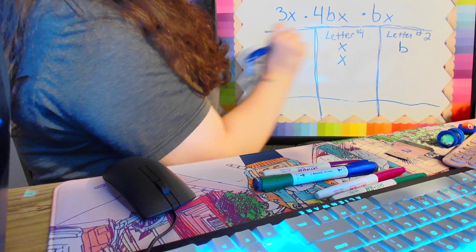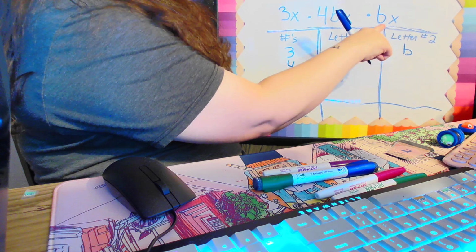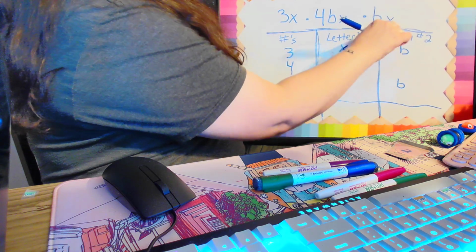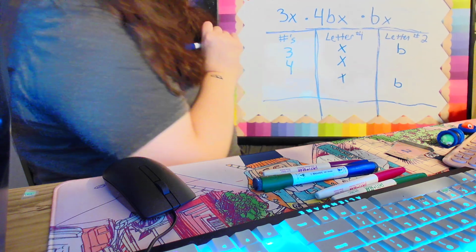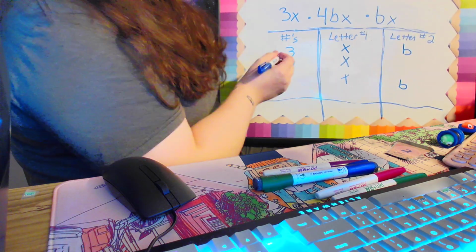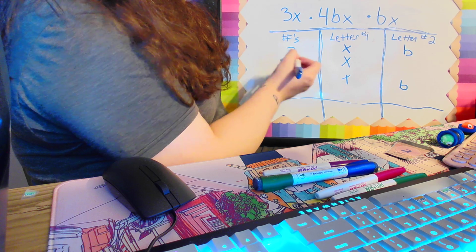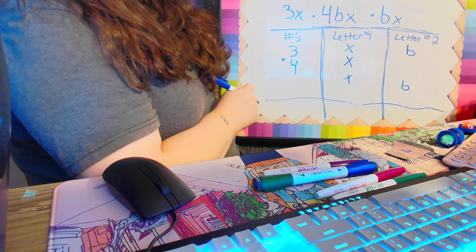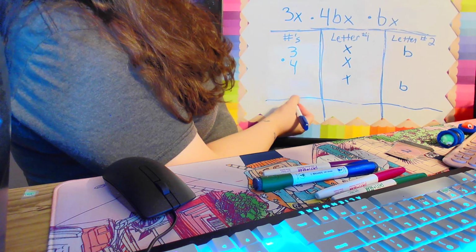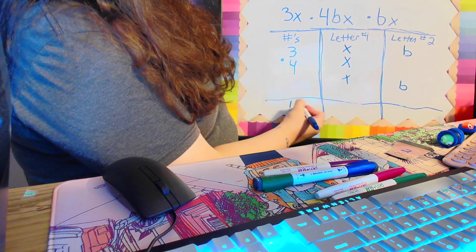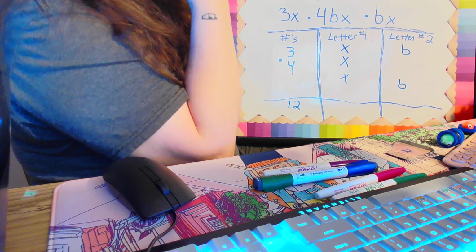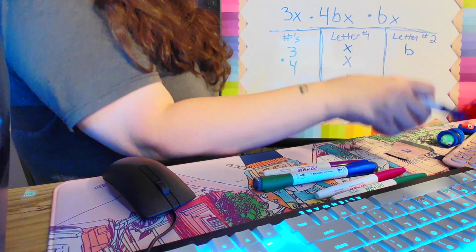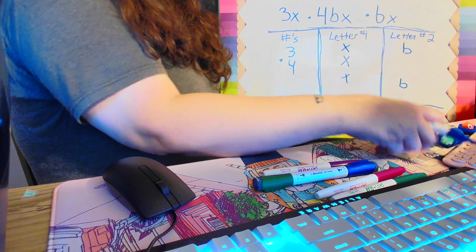Now our last term right here. We got a B. We're going to put that B down. And we got another X. So we're going to put that X down. Okay? All right, let's do the math. What is 3 groups of 4? 3 groups of 4 would give us the number 12. Okay? All right. Well, now I've got my 3 X's over here.